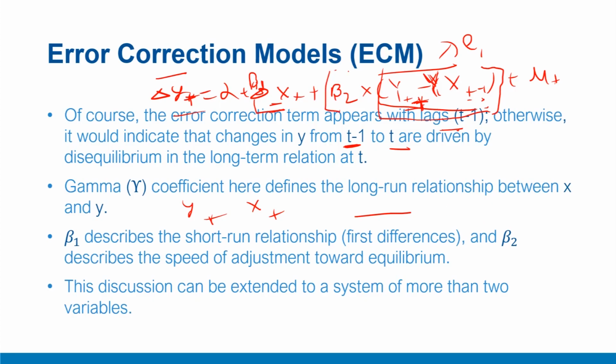Next, this beta 2, which is the multiple of this error term or the deviations from the long-term relationship, is called the speed of adjustment, because its magnitude reflects how much of the error in the previous period, which was et or deviation from the equilibrium, was corrected in the current period. So it gives you the correction in error or adjustment towards the equilibrium level. So this beta 2 measures that adjustment towards the equilibrium, or that speed of adjustment towards the equilibrium.